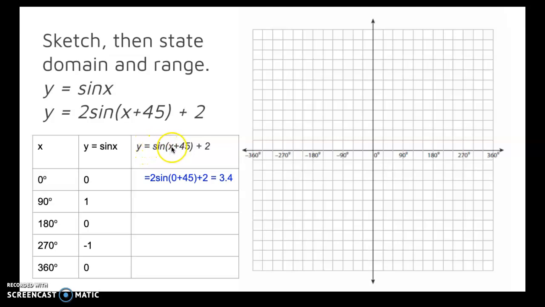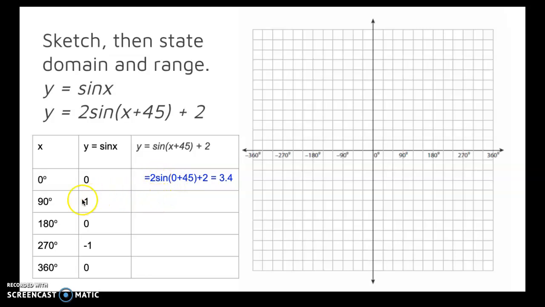What you're going to do is basically calculate this out by putting in your x value for x. So for this first one, you're going to go 2 times sine of 0 plus 45, which is just 45, plus 2. So you should put it into your calculator like 2 times sine of 45 plus 2. Please check that you are getting 3.4 for that answer. Okay?